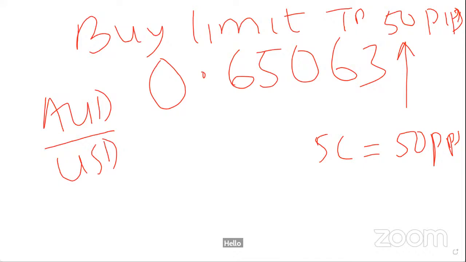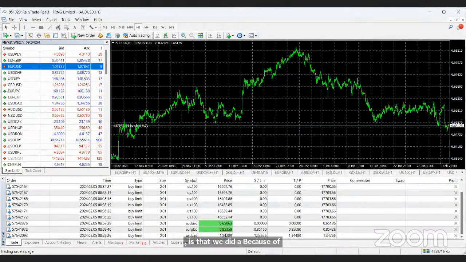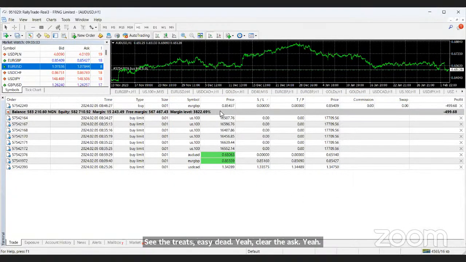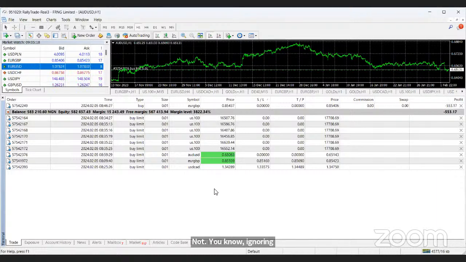Let me just share that screen for you to see. In summary, what we have done today is that we did a buy limit on Euro pound. We also did an instant buy on Euro pound. See the trades. Can you see them? They are as clear as sky. For those people that want to copy, we have Euro pound buy instant execution. We also have pending orders on AUD/USD, on Euro pound, and USD CAD. Not ignoring US 100, we also have US 100 buy limit.